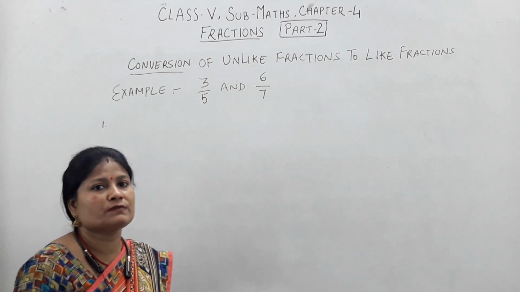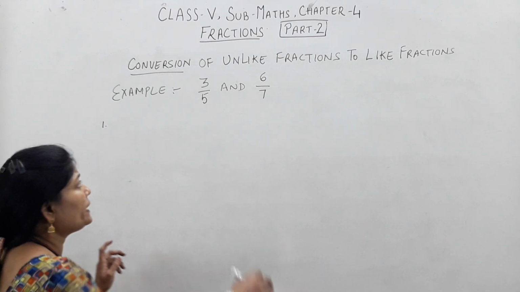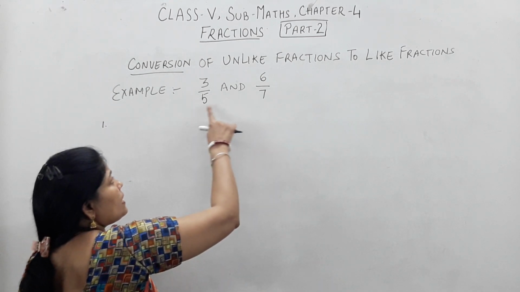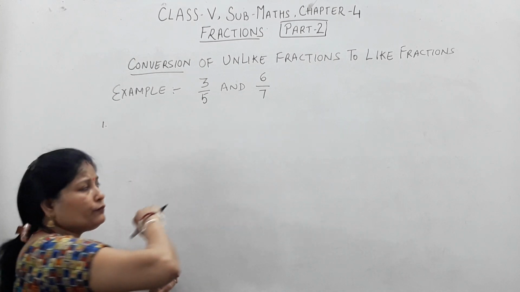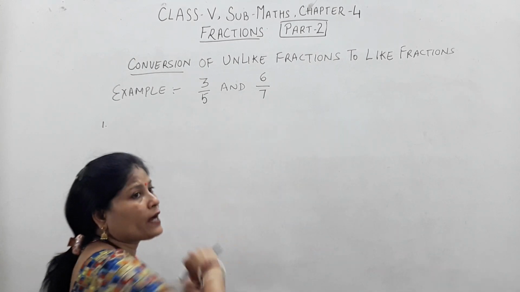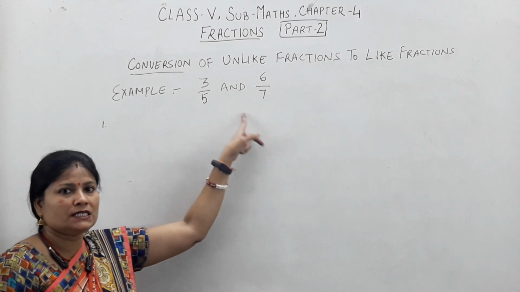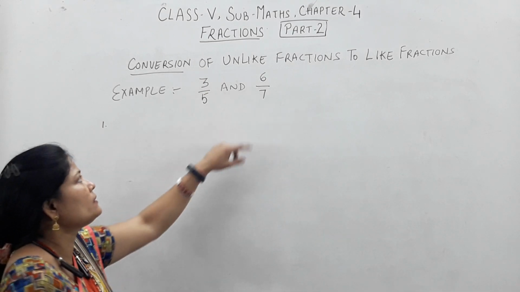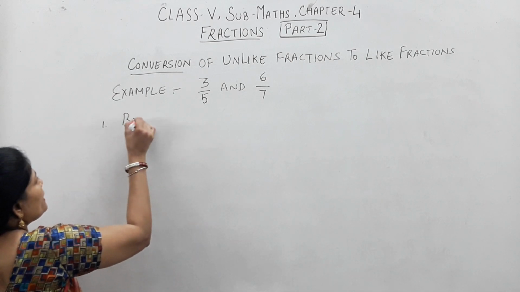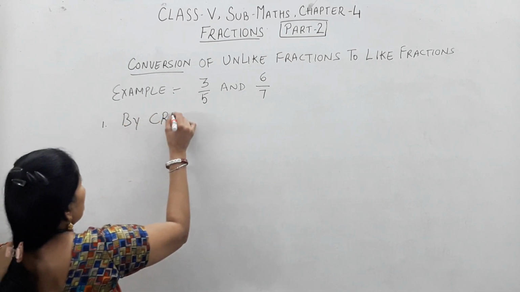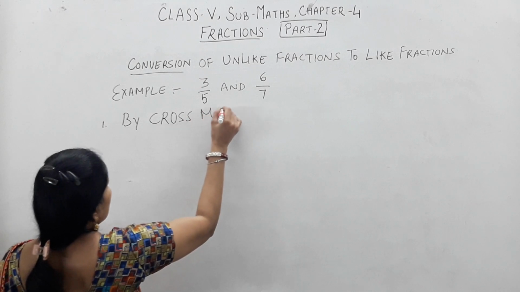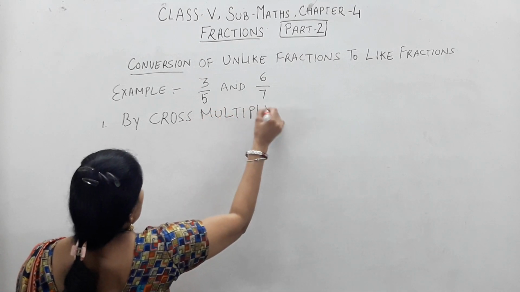Why will we do cross multiply? See children, keep in mind that if the denominators are prime numbers, meaning they both are prime, then they are not divisible by each other. So we can use the cross multiply method.